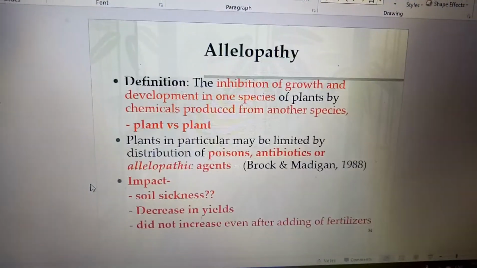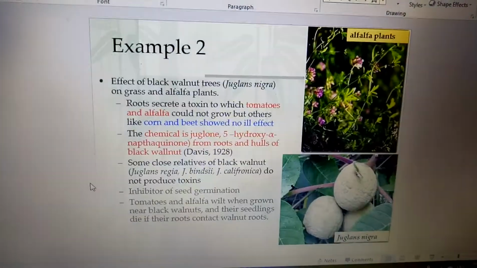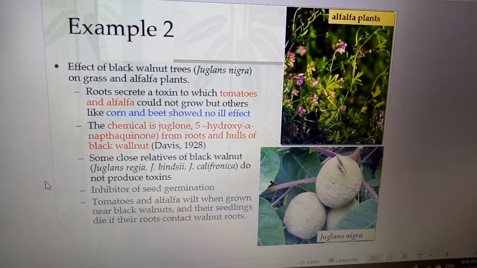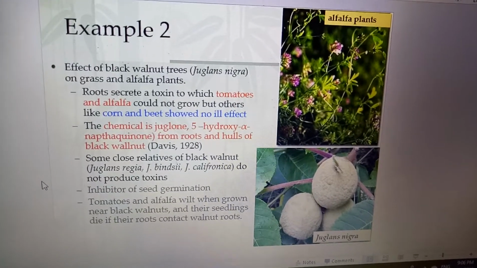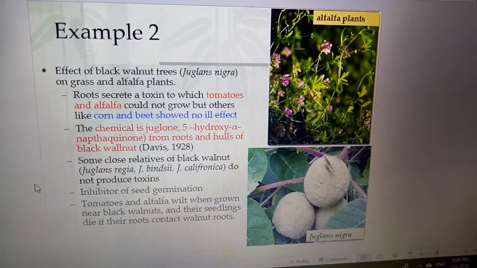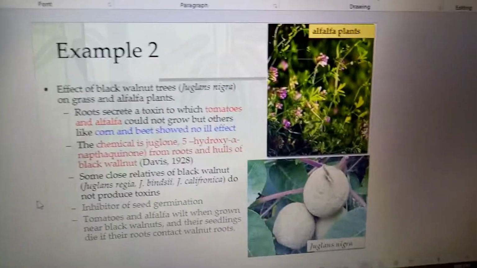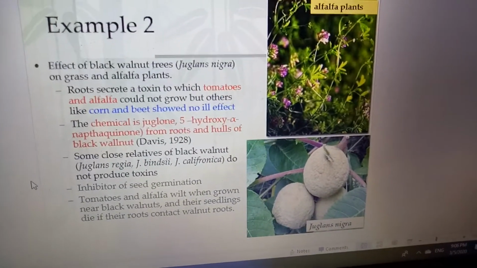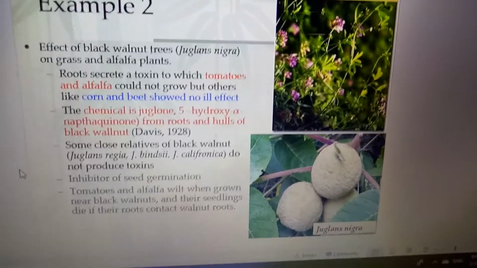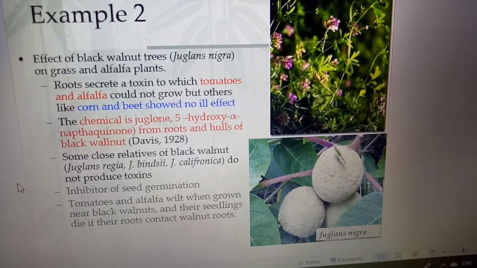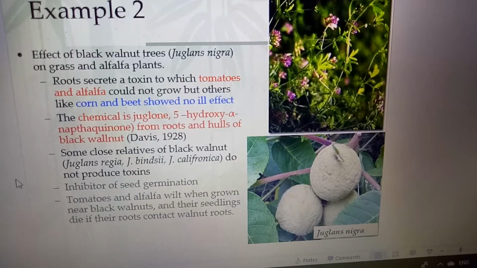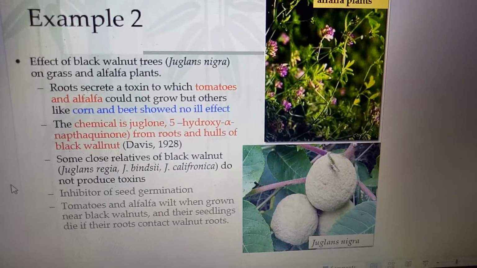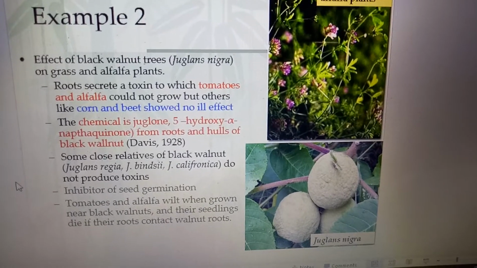So this is an example of allelopathy. Example number 2: the effect of black walnut trees, Juglans nigra, on grass and alfalfa plants. The alfalfa plants are on the right-hand side at the top, and down there are the walnut trees. What happened? The roots secrete a toxin in which tomatoes and alfalfa could not grow, but others like corn and beet showed no ill effect.